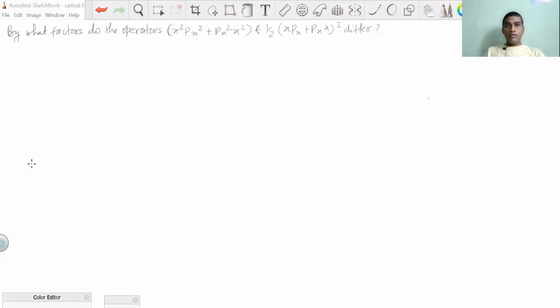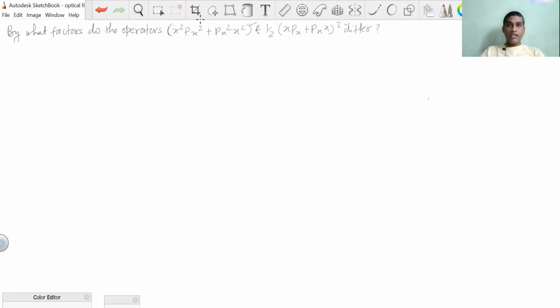Hello everyone. Today we are going to discuss a numerical problem related to operators in quantum mechanics. So the question is, by what factors do the operator x square px square plus px square x square and half inside the bracket we have x px plus px x whole power 2 differ? We need to find by what amount these two operators differ. That is, we need to find the difference between these two operators.